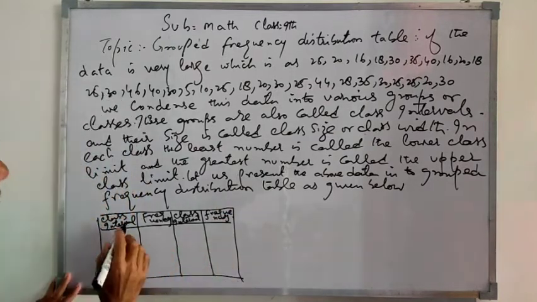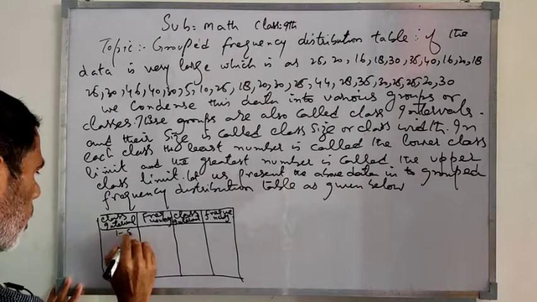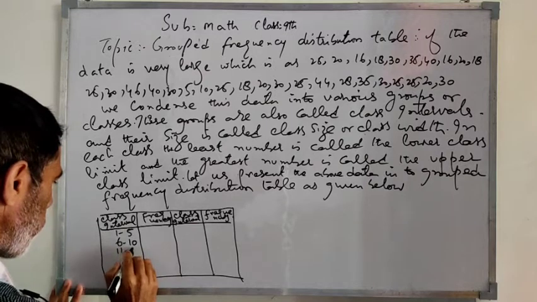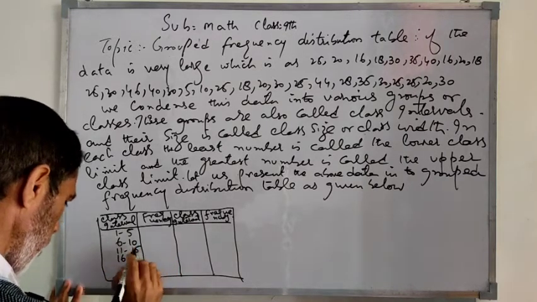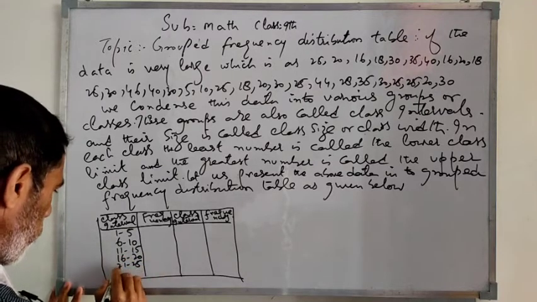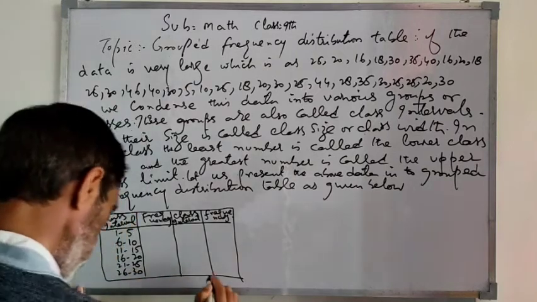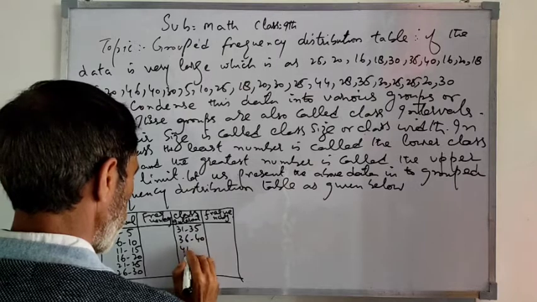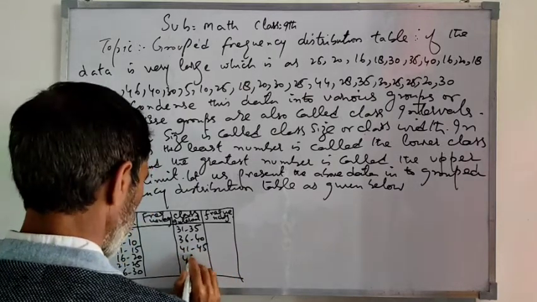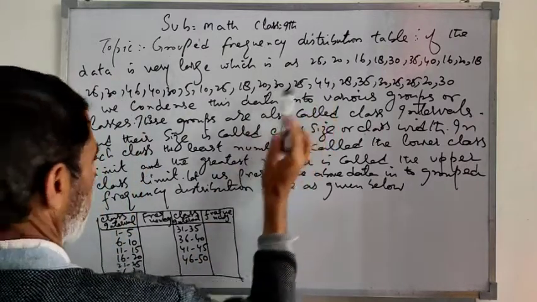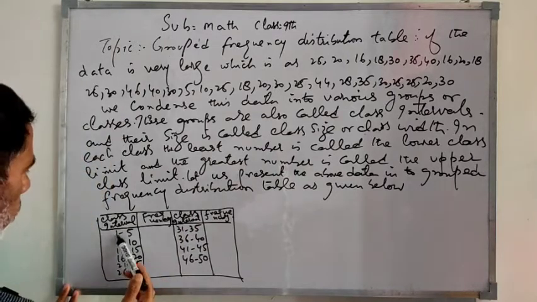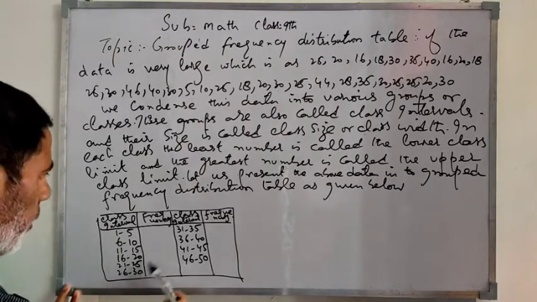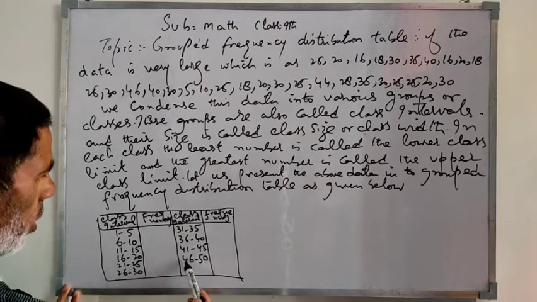First class, we will start from 1 to 5, 6 to 10, 11 to 15, 16 to 20, 21 to 25, 26 to 30, 31 to 35, 36 to 40, 41 to 45, 46 to 50. This data we will condense into classes or groups.